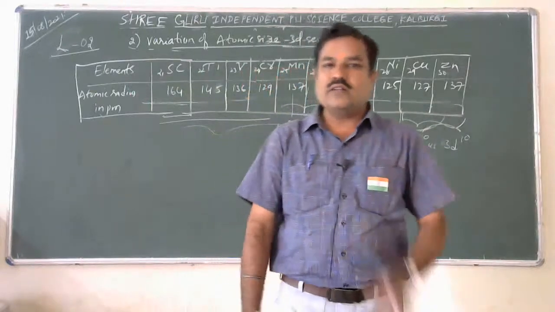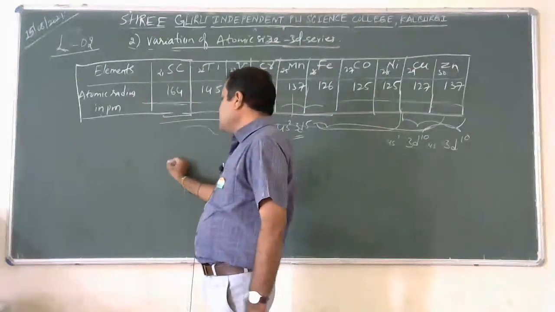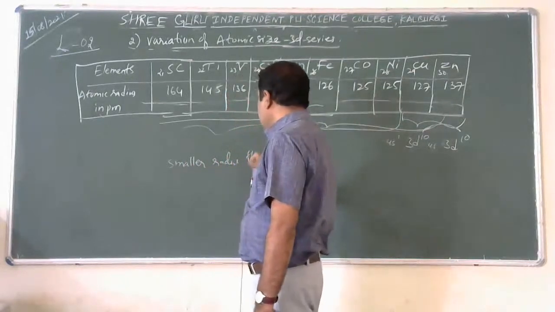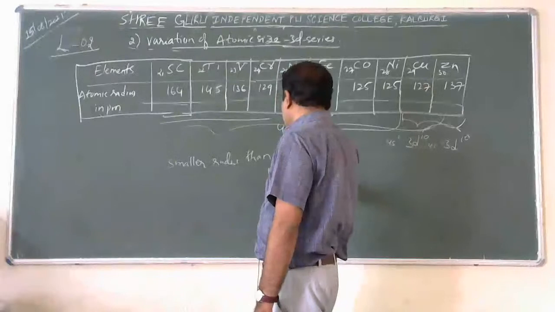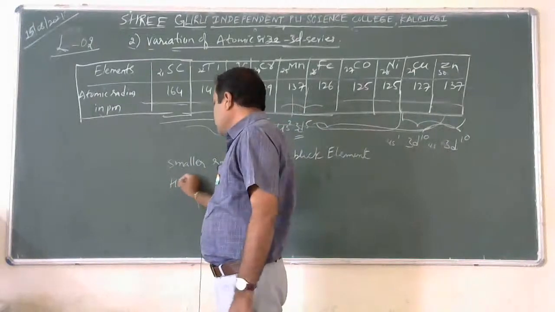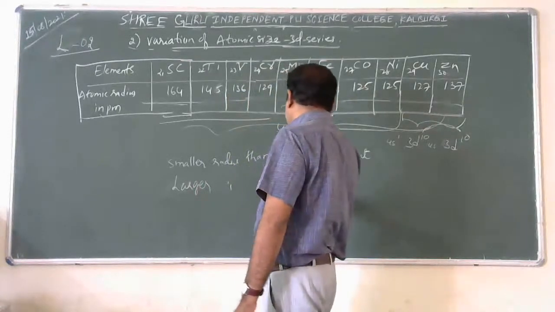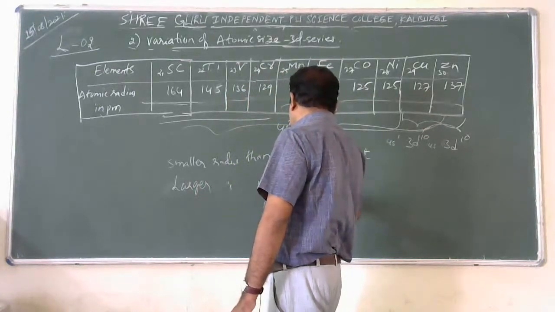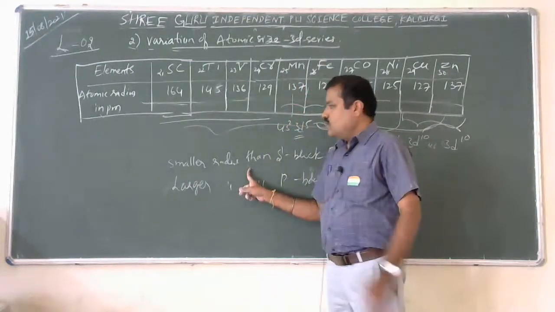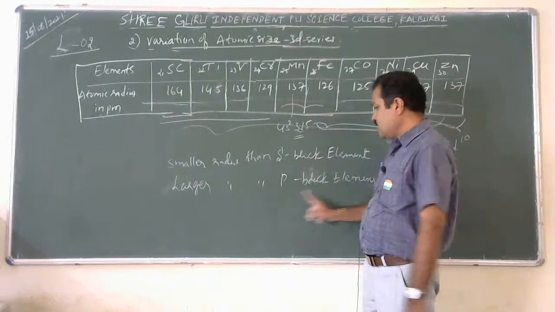But in general, remember, students, these 3d series transition elements have smaller atomic radii than s block elements, but larger radii than p block elements, because they are placed between s and p. Across the period, radii generally decrease. Therefore, remember, students: smaller radii than s block, but larger radii than p block.